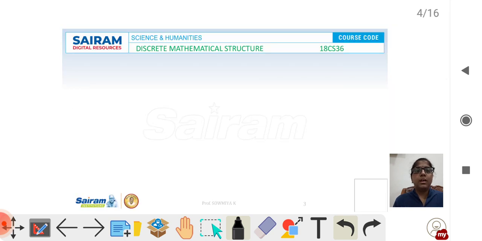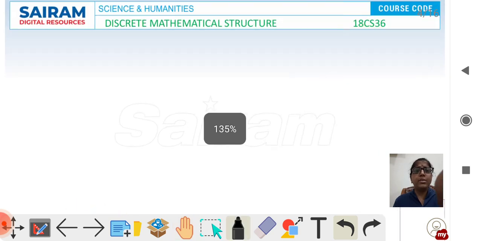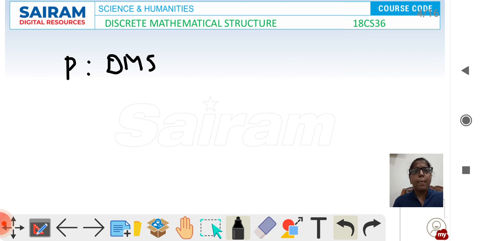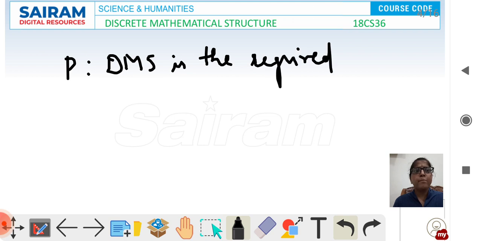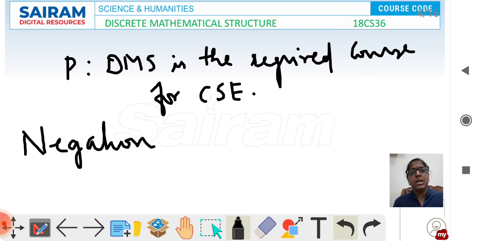Next we are going to see connectives. With these statements, if we have the P statement as "DMS is the required course for CSE", this is a declarative sentence, right? With this declarative sentence, we can negate the sentence, okay? So what is the negation of the statement? The first connective is negation.